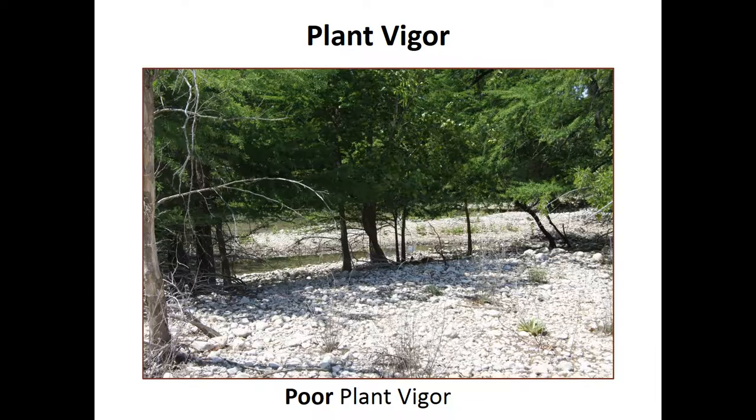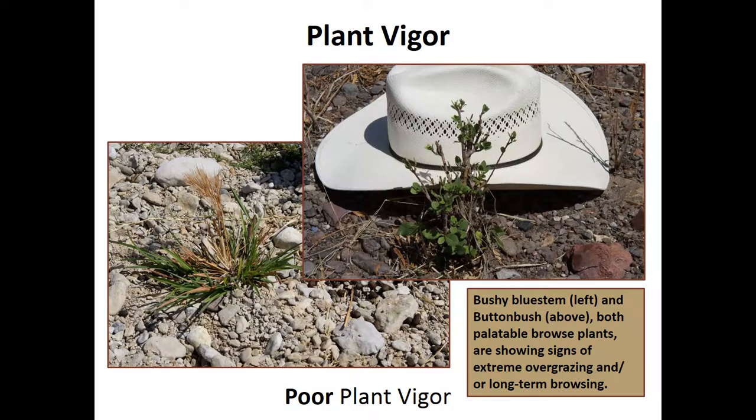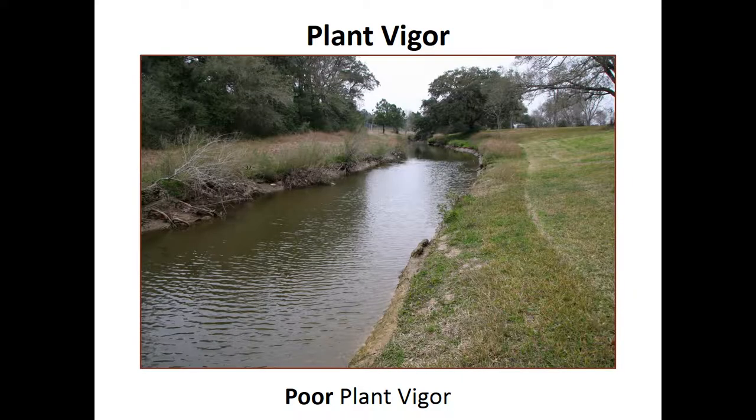This image shows a distinct browse line on riparian trees, which indicates a vigor problem. While these trees appear to be healthy, when their trunks are exposed from browsing, their flood resilience is weakened. Bushy bluestem on the left and buttonbush above are both palatable browse plants and are showing signs of extreme overgrazing and/or long-term browsing. Riparian grasses in this image are vigorous on one bank, yet the opposite bank is impaired by mowing and weed eating.